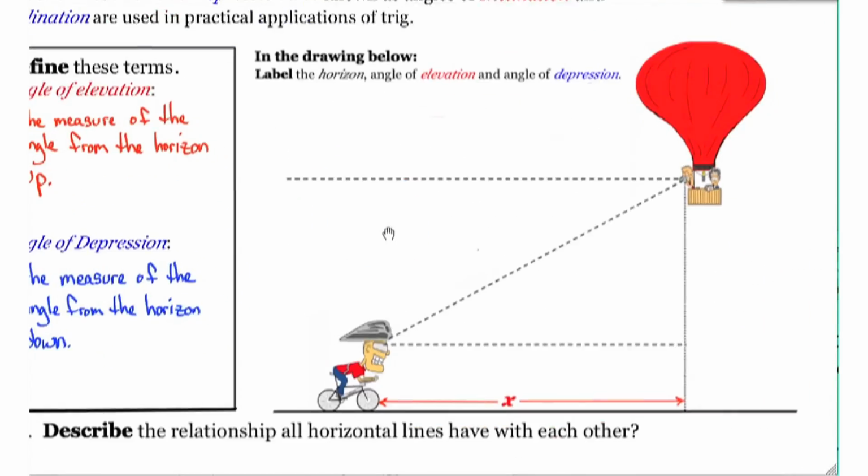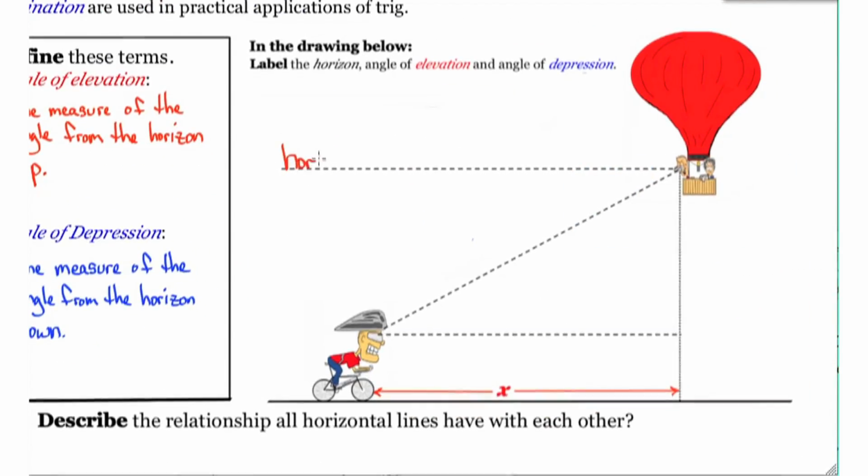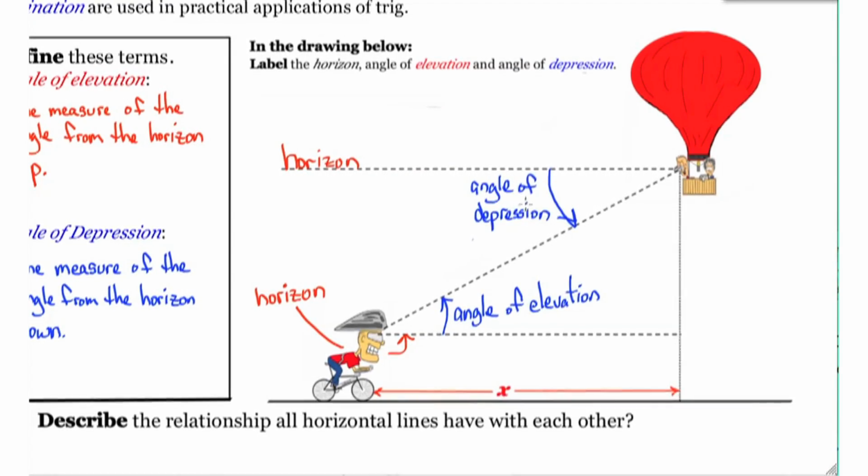So in this drawing, I'm going to label the horizons. There are many horizons with respect to various different objects. From the biker, the horizon up is the angle of elevation. From the balloonist, the horizon down is the angle of depression.